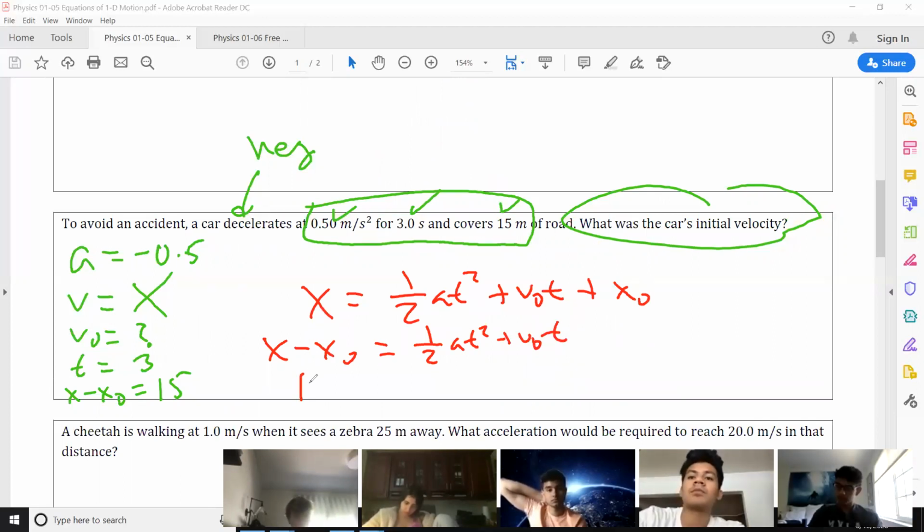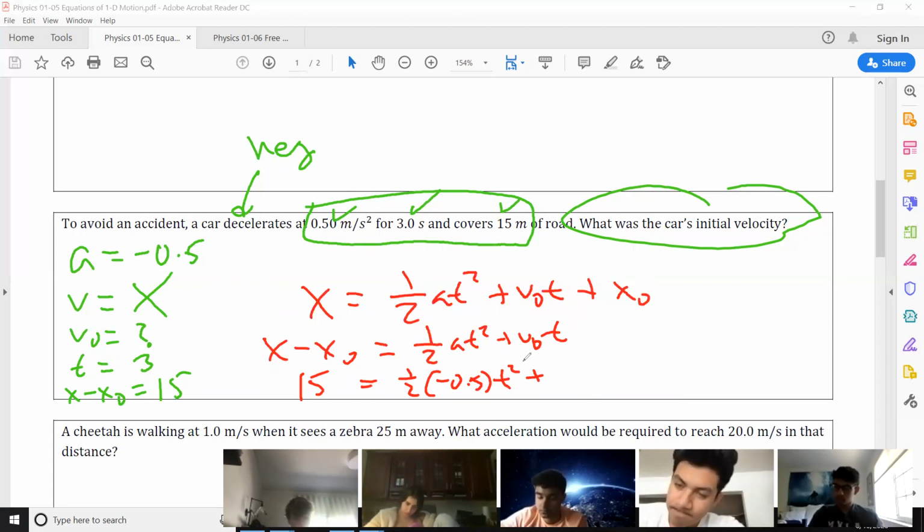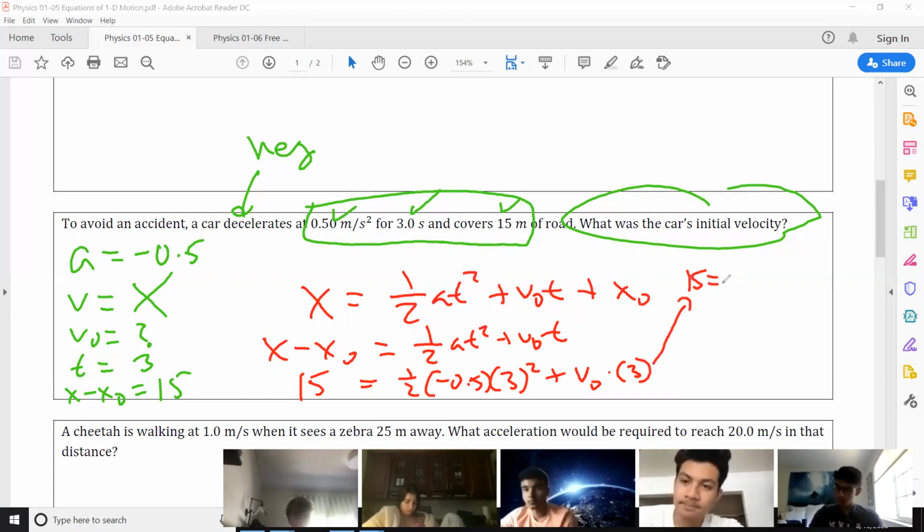Now we can plug away. x minus x0, that's 15, we've covered. Acceleration is negative 0.5 t squared. The initial velocity, we don't know. We know our time, it's 3 squared. We don't know the initial velocity, but of course times 3. And you just do the algebra, you just work it out. So it's 15 equals, that's 9. That's negative 1/4. I think it's negative 2.25.